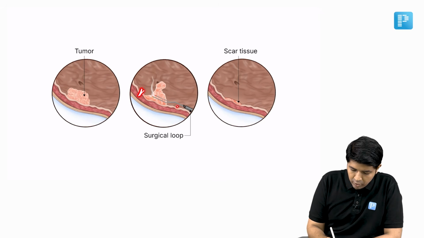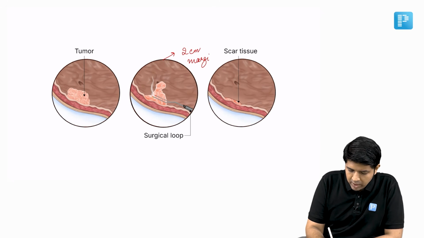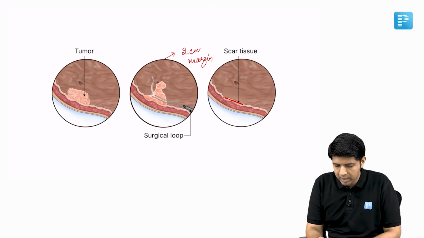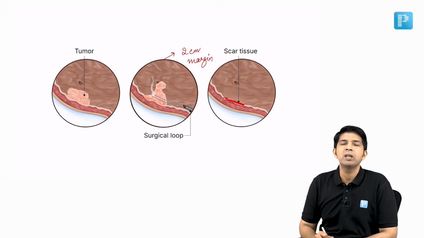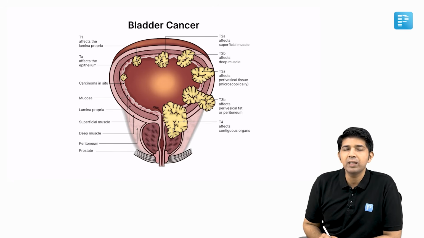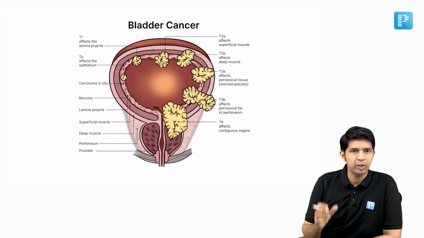And what is the margin you need to take? 2 centimeter margin. Remember that, 2 centimeter margin. So initially there will be a raw surface there. Eventually that will get epithelialized or it will get covered with the help of a scar tissue. Now moving on, let's look at the staging. Okay, the TNM staging of your bladder tumors.